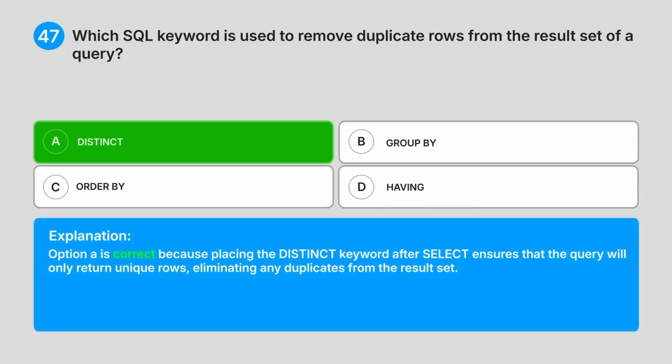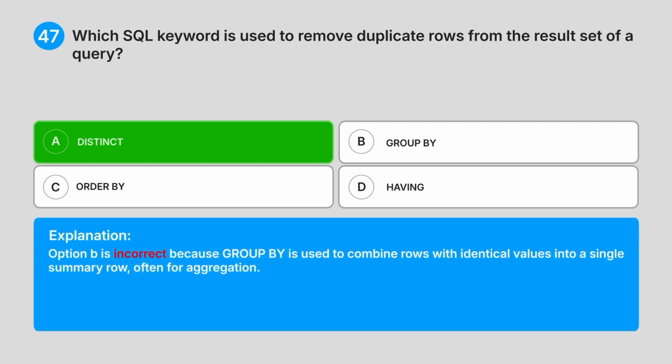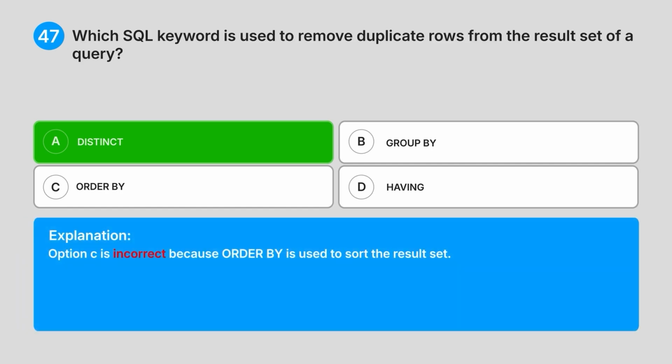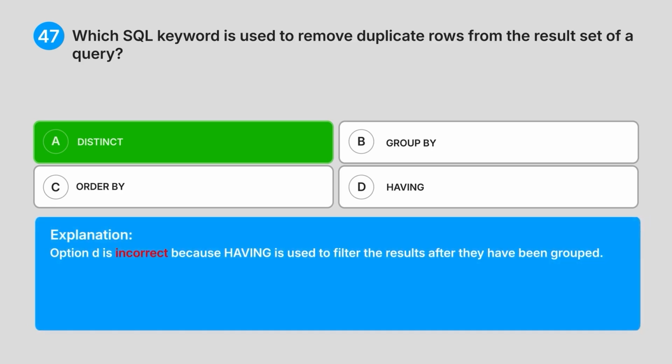Explanation: option A is correct because placing the distinct keyword after select ensures that the query will only return unique rows, eliminating any duplicates from the result set. Option B is incorrect because group by is used to combine rows with identical values into a single summary row, often for aggregation. Option C is incorrect because order by is used to sort the result set. Option D is incorrect because having is used to filter the results after they have been grouped.